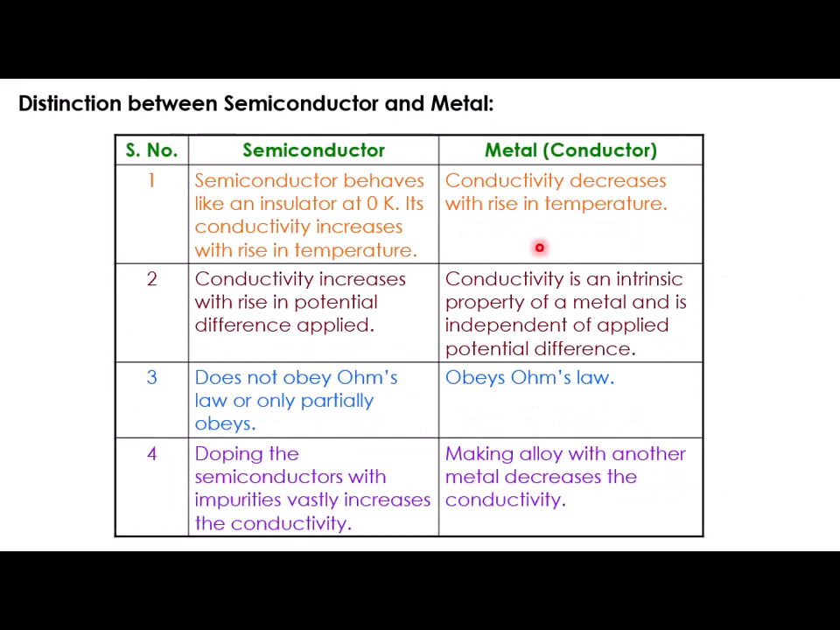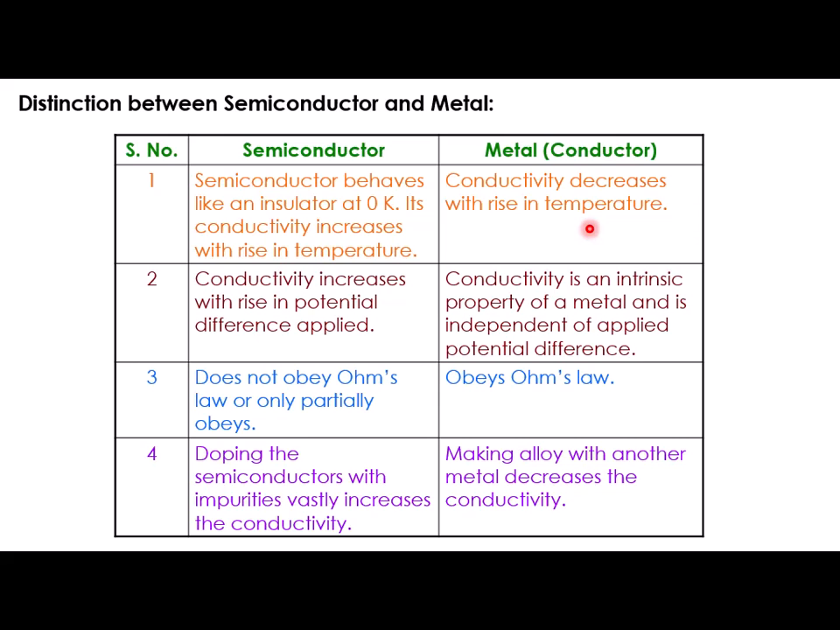Now, in case of a semiconductor, the semiconductor behaves like an insulator at 0 degree Kelvin. Its conductivity increases with rise in temperature, whereas the conductivity of metal decreases with rise in temperature. Please keep it in mind. In case of semiconductor, the conductivity increases with rise in temperature because with the rise in temperature, the number of electrons excited from the valence band to conduction band will increase and hence its conductivity will increase.